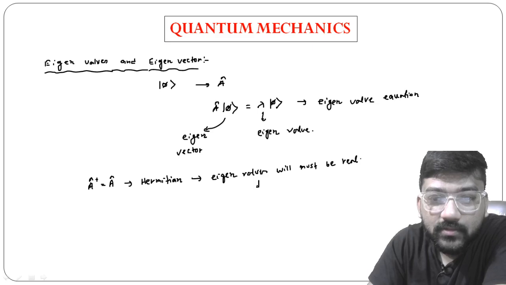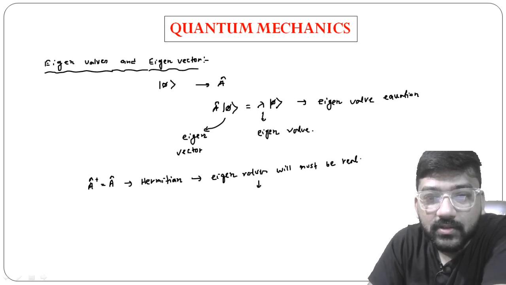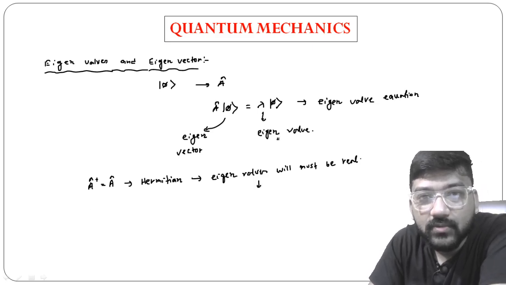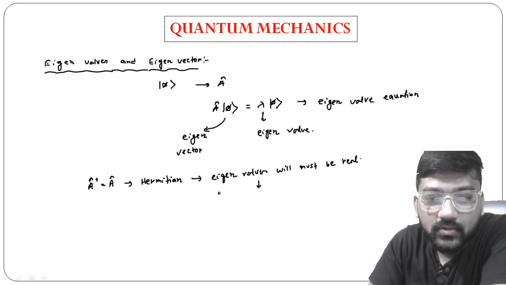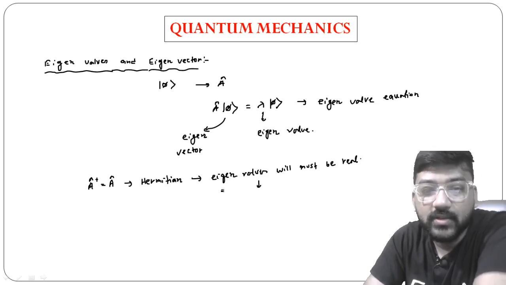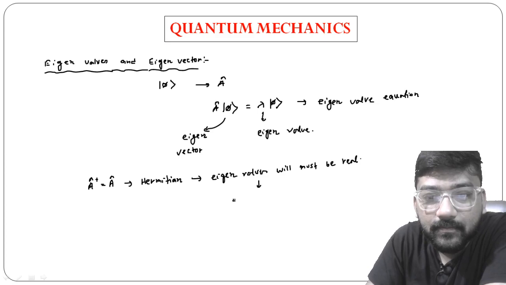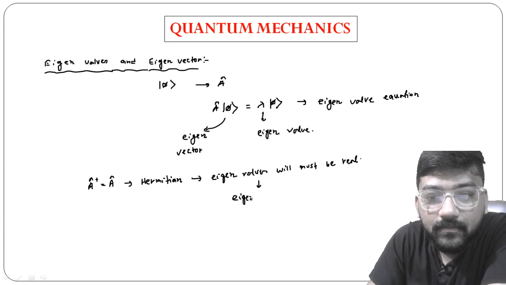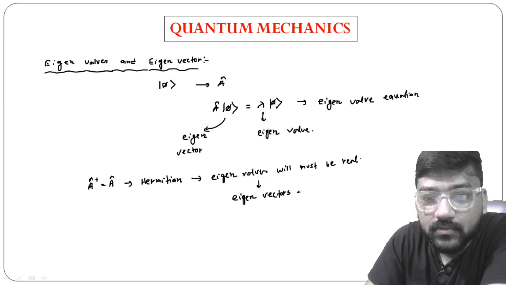And one more thing: the eigenvectors corresponding to the eigenvalues will be orthogonal. So eigenvectors will also be orthogonal to each other.